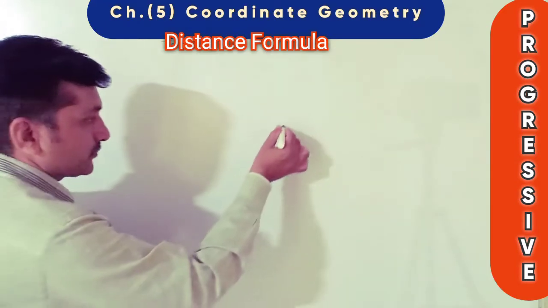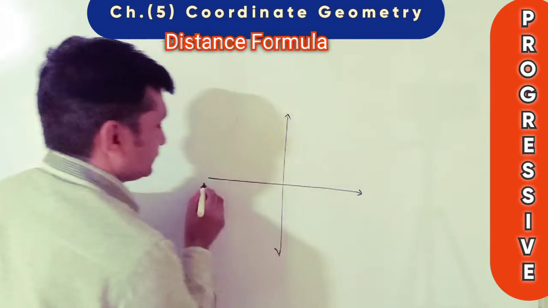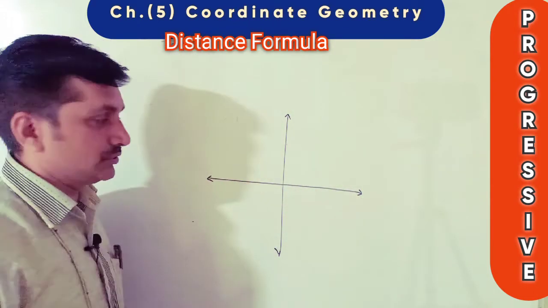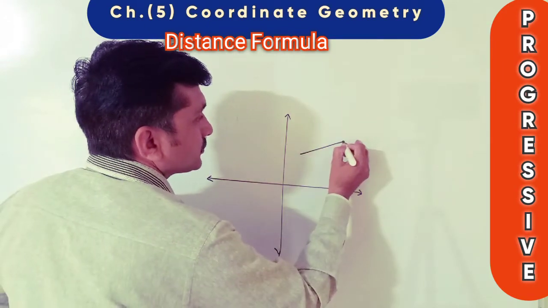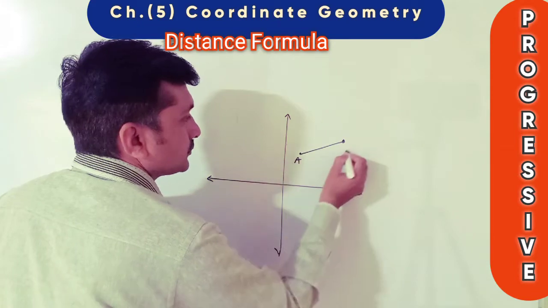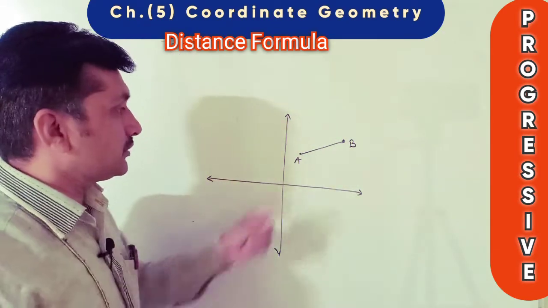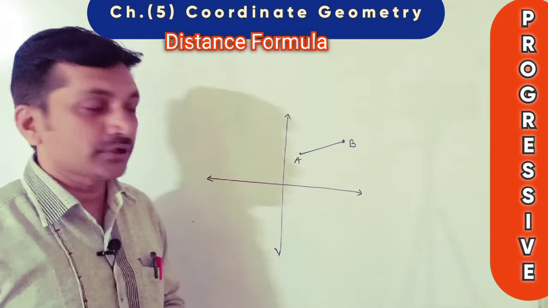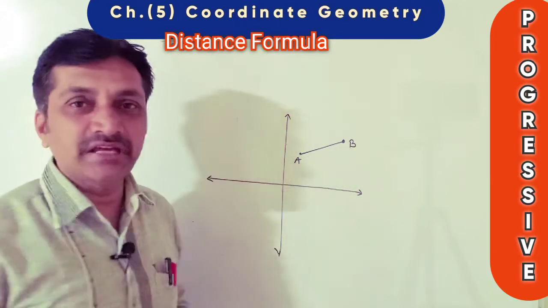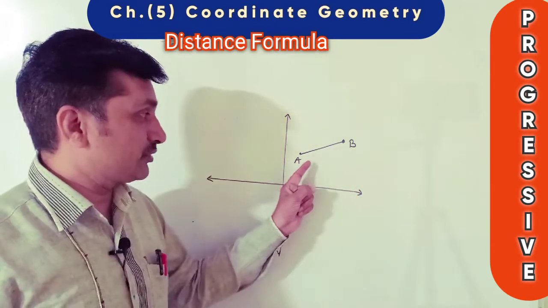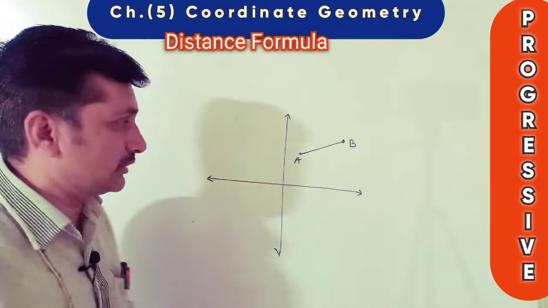First I explain. If we draw a graph here, this is the Cartesian system, and here one segment is given, segment AB. Now the two endpoints of this segment are A and B. And now we have to find the distance AB, the distance between point A and B. Then we can use the distance formula. But what is the distance formula?